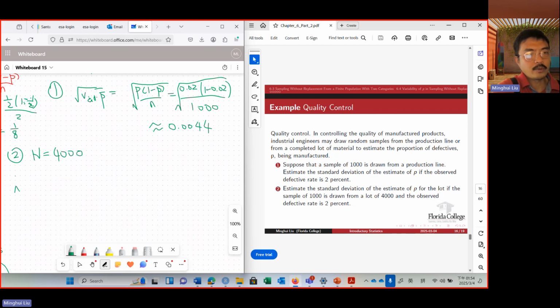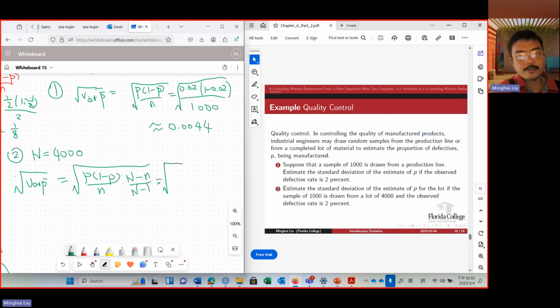So in this case, we're going to calculate the square root of the variance of P bar, which is equal to the square root of P times 1 minus P divided by the small n, times the factor big N minus small n over big N minus 1. So you can plug in everything. The first factor is the same. So it's 0.02 times 1 minus 0.02 over 1,000, and times the big N minus small n. So it's 4,000 minus the small n, which is 1,000.